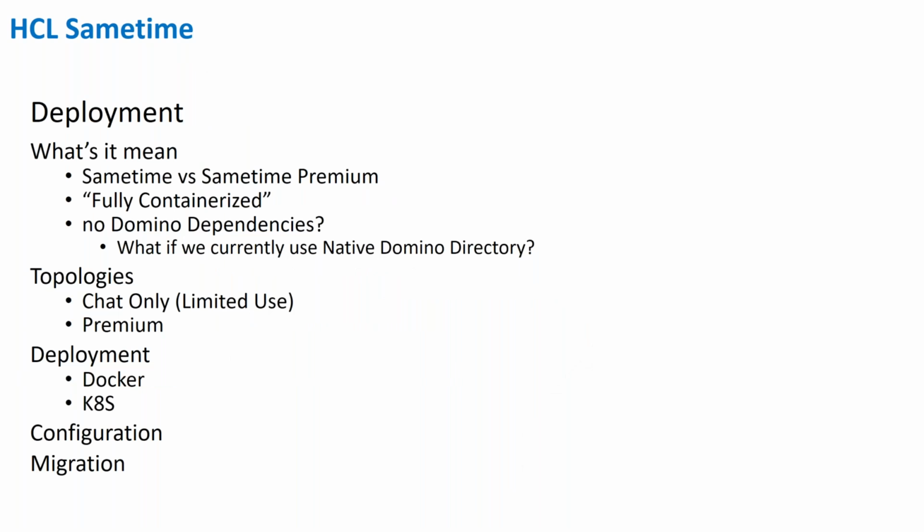So let's talk a little bit about the deployment and what it means. What is Sametime versus Sametime Premium? If you go up to the FlexNet and you'll hear us talk about it, those are basically the licensing models. Sametime is our chat only or limited use licensing model for the smaller environments that are only using the chat components. Sametime Premium, on the other hand, is the one that includes all those chat components and the meetings component.